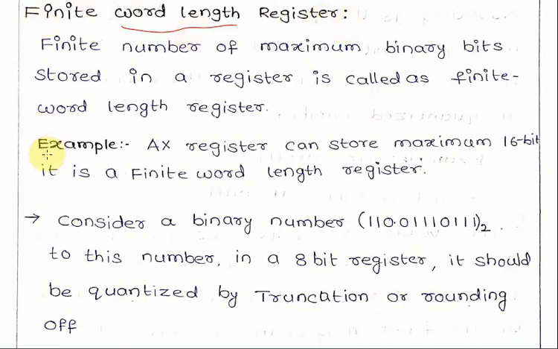Let us consider an example. AX register can store maximum of 16 bit. AX register is a 16-bit register where 16 is finite number. So word length of AX register is finite. Then we can call that register as finite word length register.